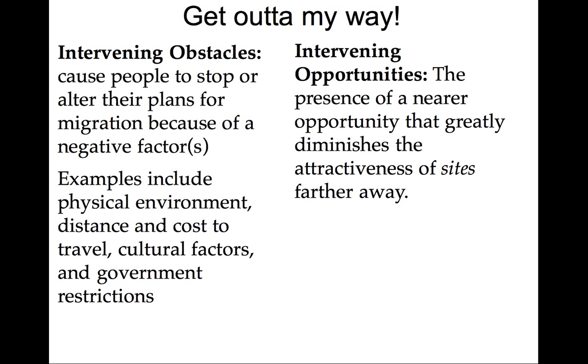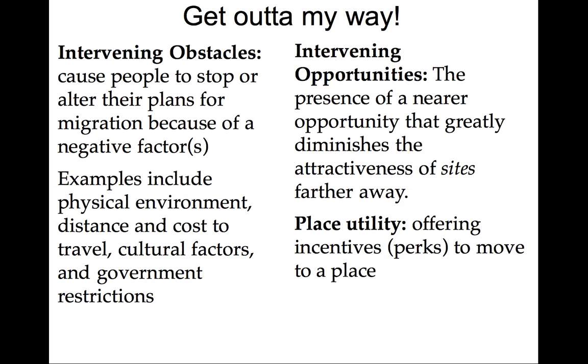On the other side of that, we have something called intervening opportunities. And these are things that still get in your way, but it's kind of a good thing. It deters you from the first place that you wanted to go to. So intervening opportunity is the presence of a nearer opportunity that greatly diminishes the attractiveness of the sites farther away. And what we can also call these intervening opportunities is a term called place utility, where these other locations or sites offer new incentives or perks to try and pull people, and you've heard of push and pull factors, away from other sites into their own site.